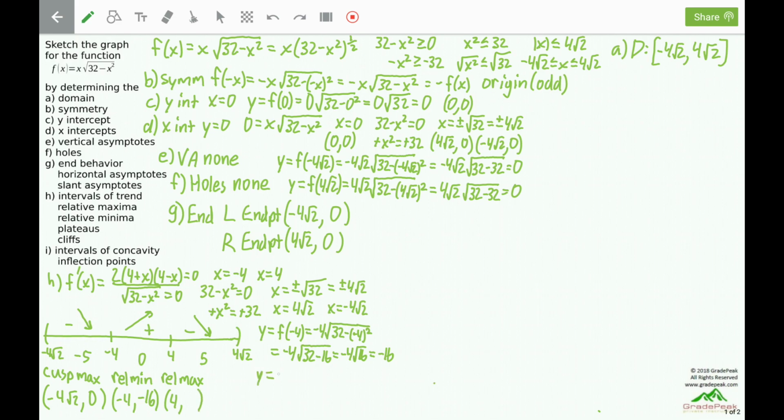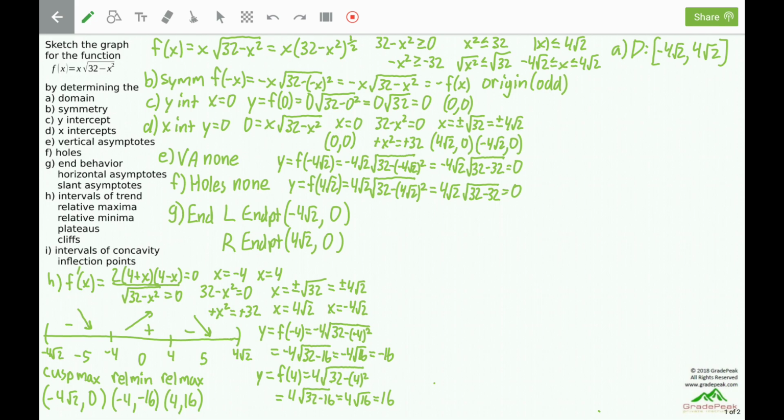the original function, so y equals f of 4, which is 4 times the square root of 32 minus 4 squared, which is 4 times the square root of 32 minus 16, which is 4 times the square root of 16. Square root of 16 is 4. 4 times 4 is 16. So I have a corresponding y-coordinate of +16.